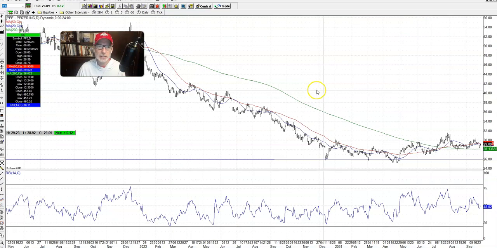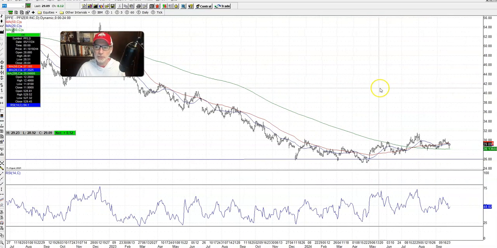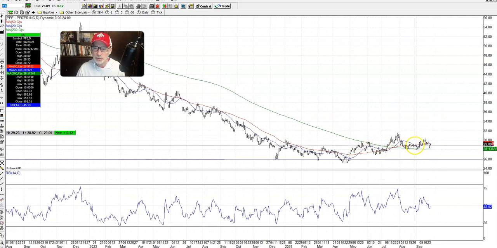Pfizer is a stock that's been really frustrating to me. I bought some long-term, deep in the money call options for next June, July, whenever it is next year, 2025. It just keeps going sideways. I just keep waiting for this thing to break higher, but it just can't get its mojo back.